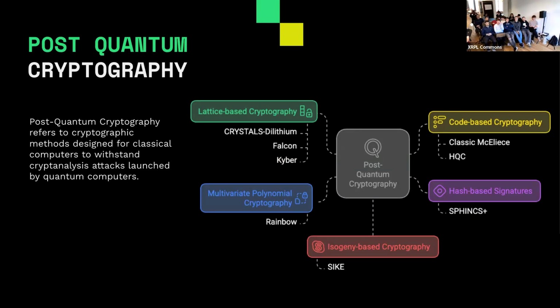The second one is code-based cryptography, which has algorithms like HQC and Classic McEliece. The third one is hash-based cryptography, which has the algorithm SPHINCS+. The other two are multivariate and isogeny based. So NIST, the National Institute of Standards and Technology, have declared Rainbow and SIKE as insecure as of 2022. So our main focus is CRYSTALS-Dilithium.